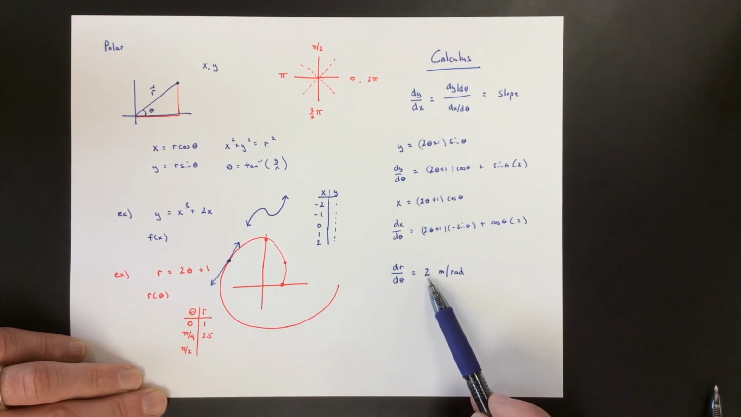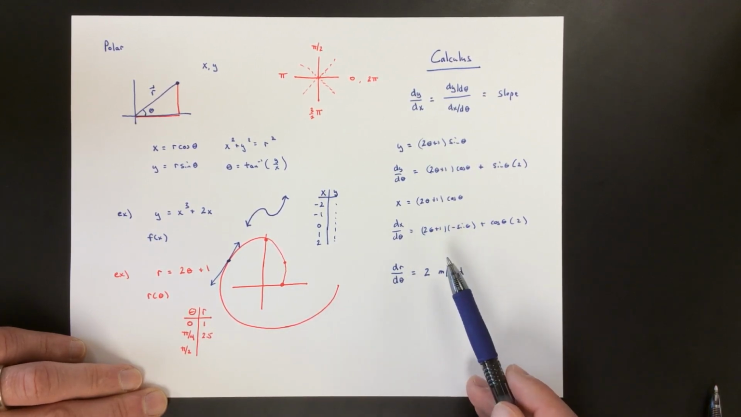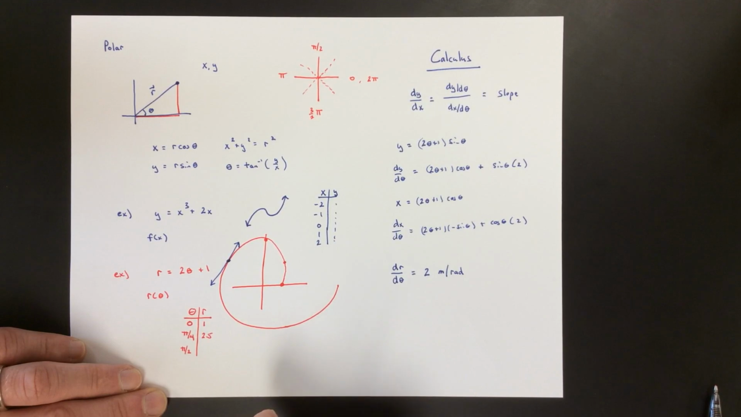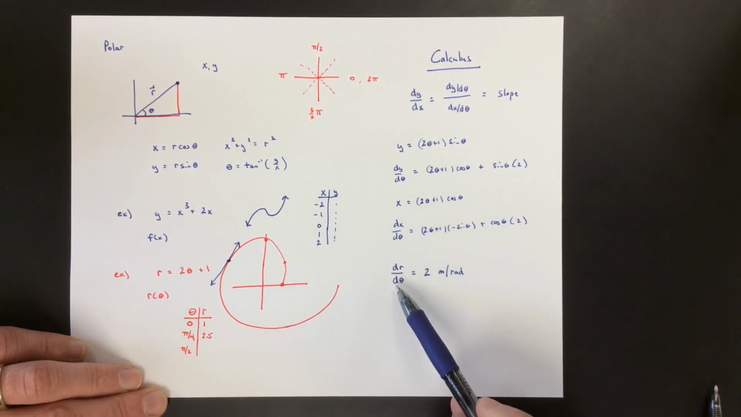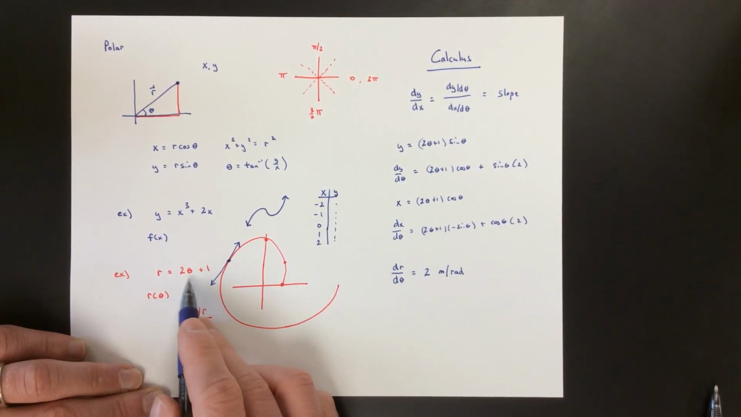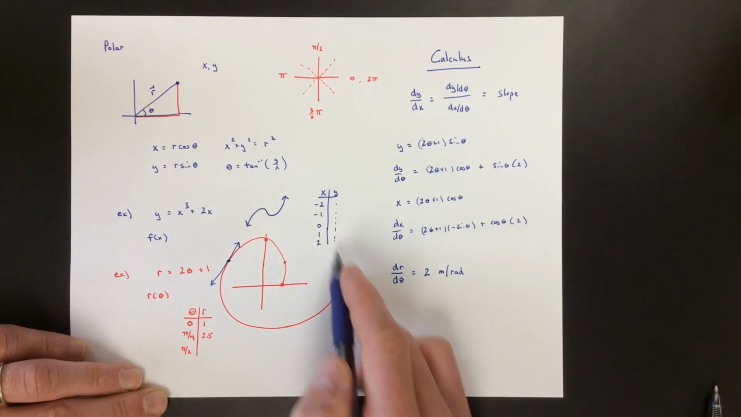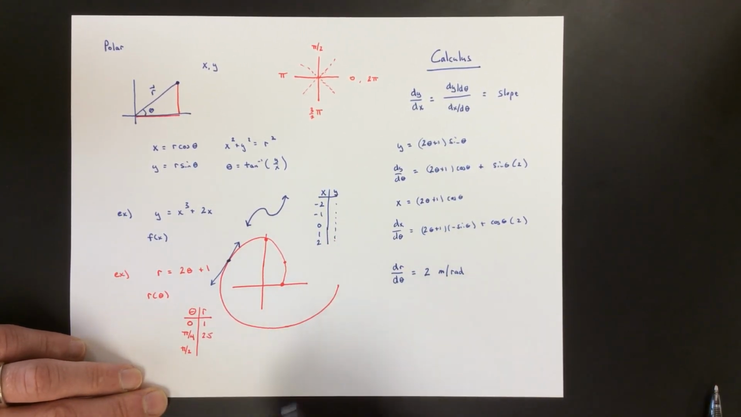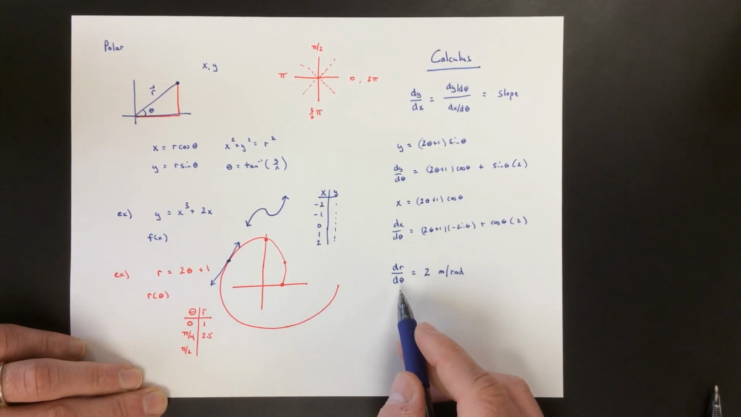A positive dr d theta means you're getting away from the origin. A negative dr d theta means you're actually getting closer to the origin, right? R is decreasing as you increase theta. And this happens to be a constant, right? Lots of times dr d theta is some function of theta. But since we're spiraling out, it's some constant increase of r with respect to theta. Okay, we can find maxes and mins by looking for when dr d theta is equal to 0.